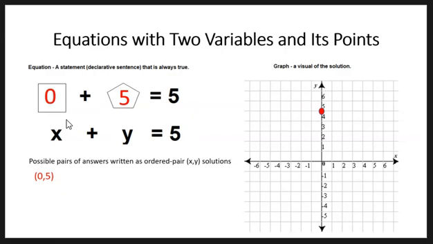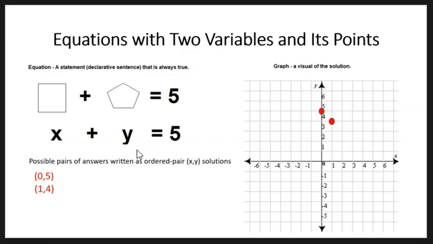Now, is that the only pair? No, there's more pairs. Another possibility is 1 and 4. 1 plus 4 equals 5. Now, you can see 1 is first, 4 is second. So when I write it as a pair in the parentheses, it's called an ordered pair. We write it like this, 1, 4. Now, what does that mean? That I'm going to put a point where the point lines up with 1 on the x and 4 on the y. And that point is the pair 1, 4.